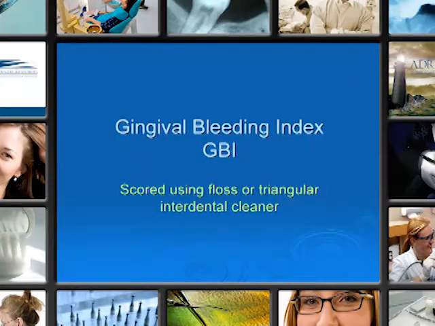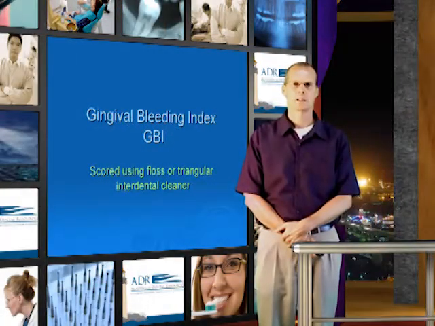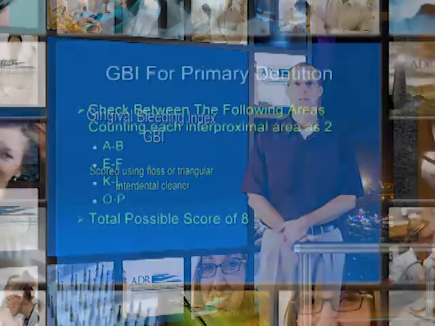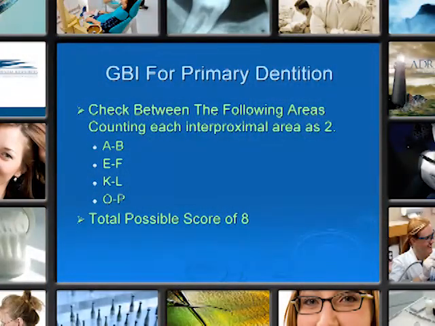Gingival bleeding index, or the GBI. We use a simplified technique, and usually it's done with floss, although you could use a triangular interdental cleaner if you felt that was more appropriate for your office. The way that we take the GBI is that we check between the following areas for the primary dentition. It's simply take a piece of floss and floss between the tooth numbers A and B, tooth E and F, tooth numbers K and L, and tooth O and P. There's a total possible score, if all areas showed gingival bleeding, of 8. And again, this is just done with floss. It only takes about 15 seconds to quickly go through those areas.